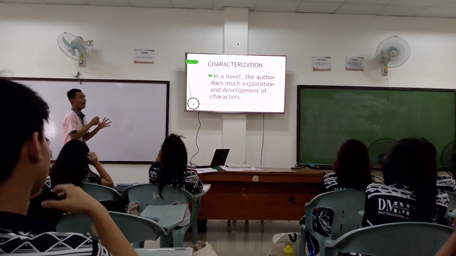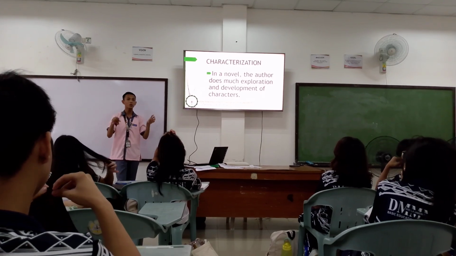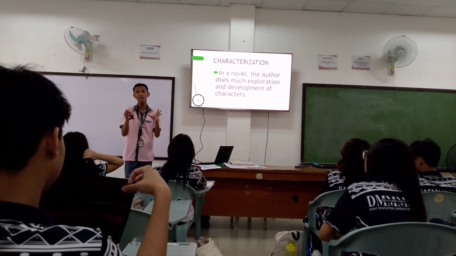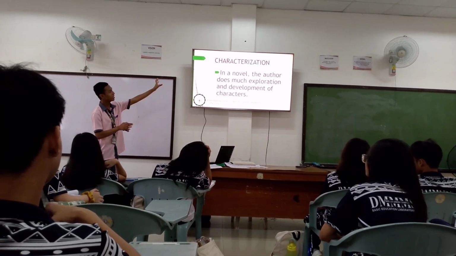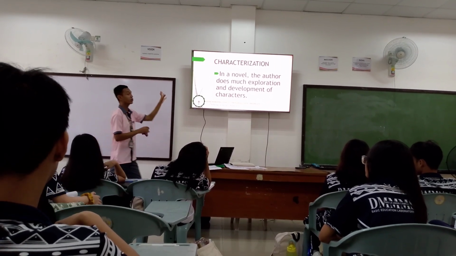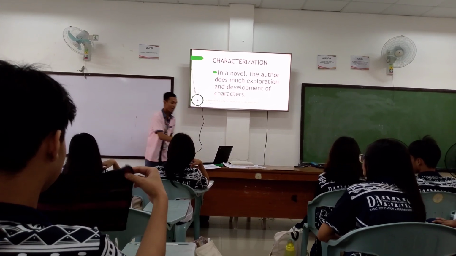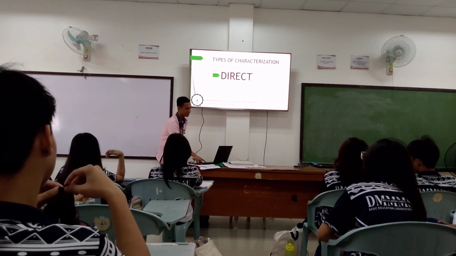So in here, the authors use this characterization for us to visually see or describe the characters. Okay, so the authors use the characterization. There are 2 types of characterization. These are the direct and indirect characterization.